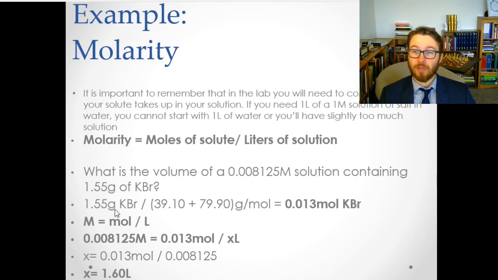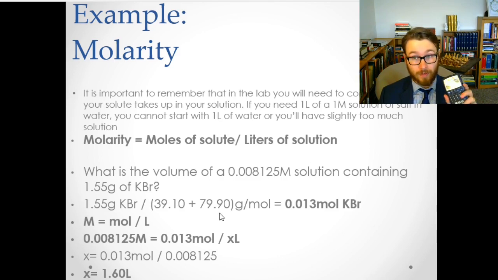So here's what we do. We take 1.55 grams of KBr, because that's what's given to us, and we got to turn that into moles. Now, always, all right, always, when you go grams to moles, you're going to divide by the molar mass. So you open up your periodic table, or you Google it in these trying times of distance education, and you plug it all in on your calculator. You find that K, potassium, is 39.10 grams per mole, and Br, bromine, is 79.90 grams per mole.